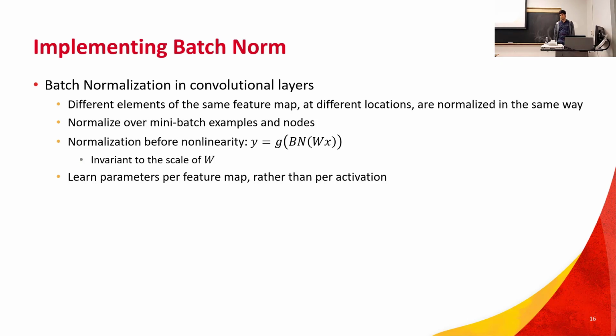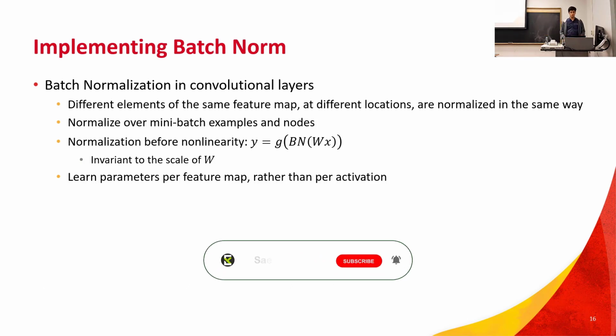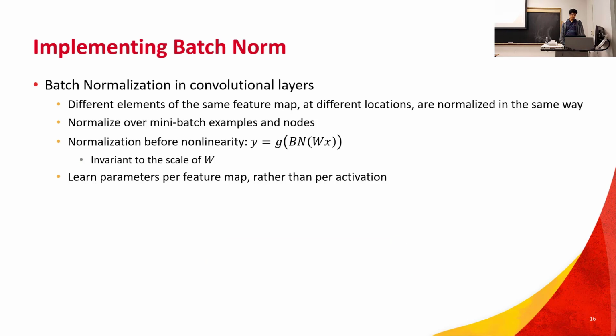Basically, the whole batch normalization is before nonlinearity. There are studies that do this after nonlinearity, but these guys say that this is the best way to do it. Also, it's invariant to the scale of W, and that's a good property. The last one is that we learn parameters per feature map rather than per activation.